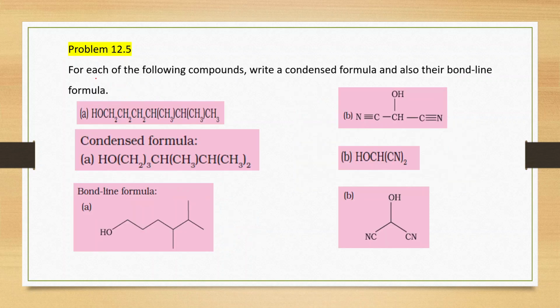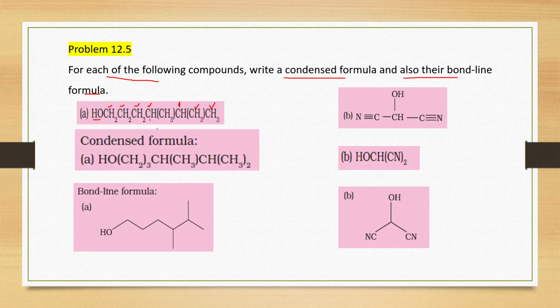Now problem 12.5. For each of the following compounds write a condensed formula and also their bond line formula. Okay, now just see, this is HO, then CH2, CH2, CH2, then this is CH, CH3 is attached to this carbon. Okay, then this CH, and to this carbon two methyl groups are attached.